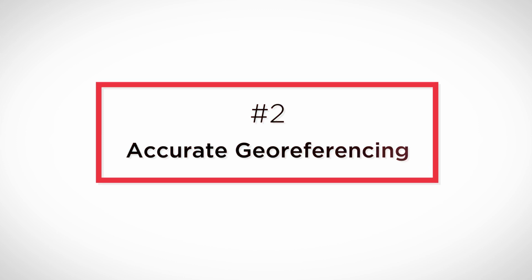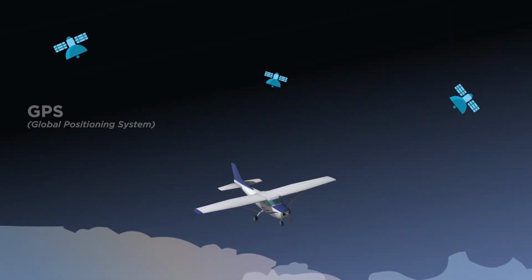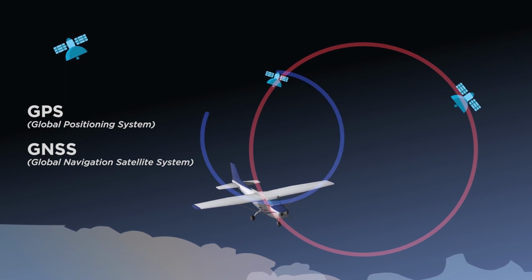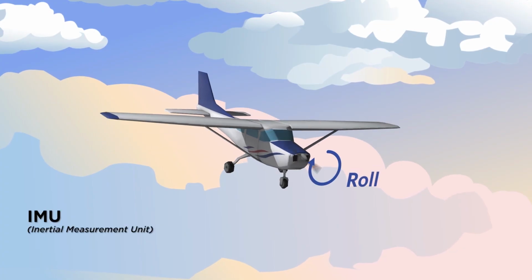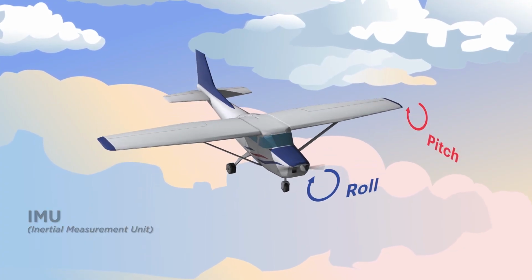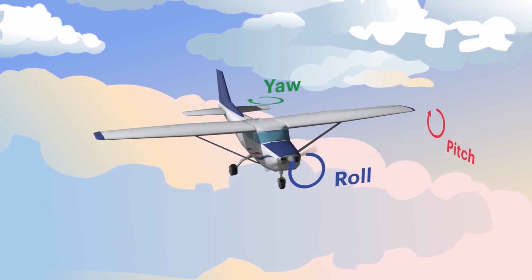Number 2, accurate georeferencing. To ensure that the LiDAR data accurately represents the real-world environment, it must be properly georeferenced. This requires integration with global navigation satellite systems, GNSS, and inertial measurement units, IMU, for precise positioning and orientation information.